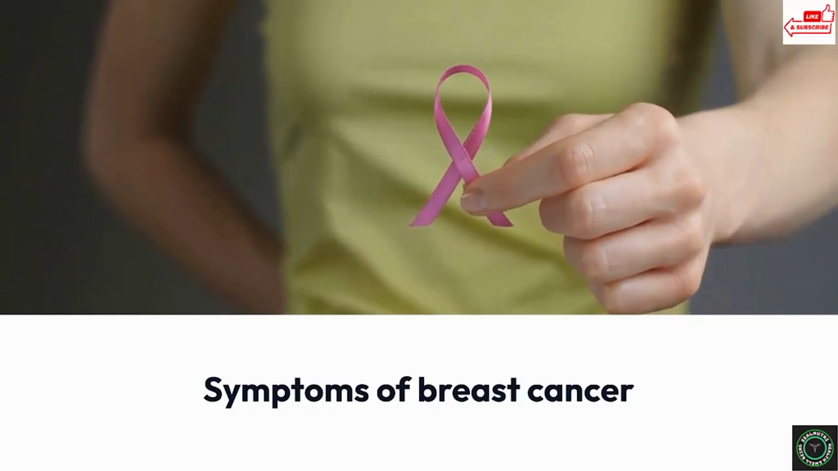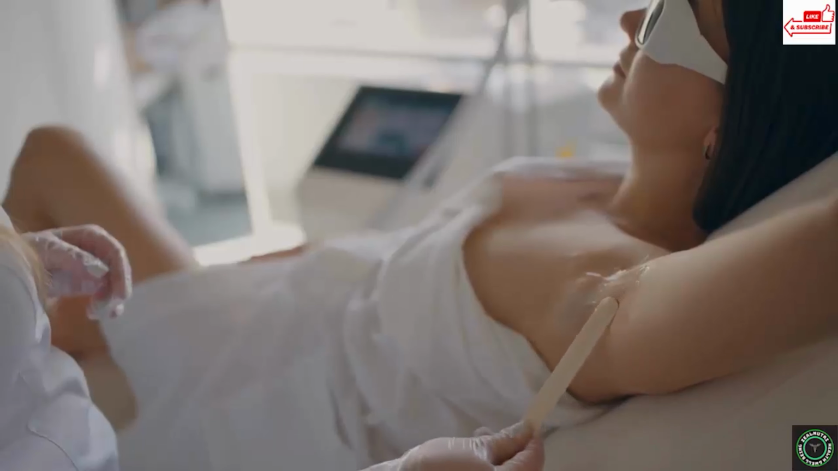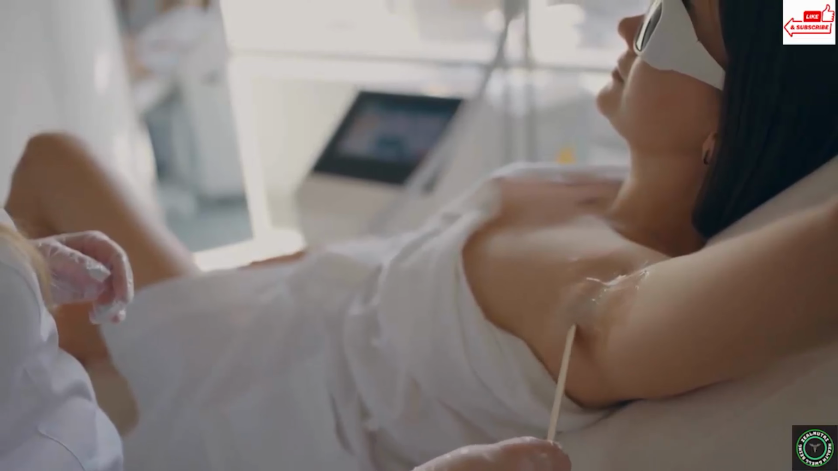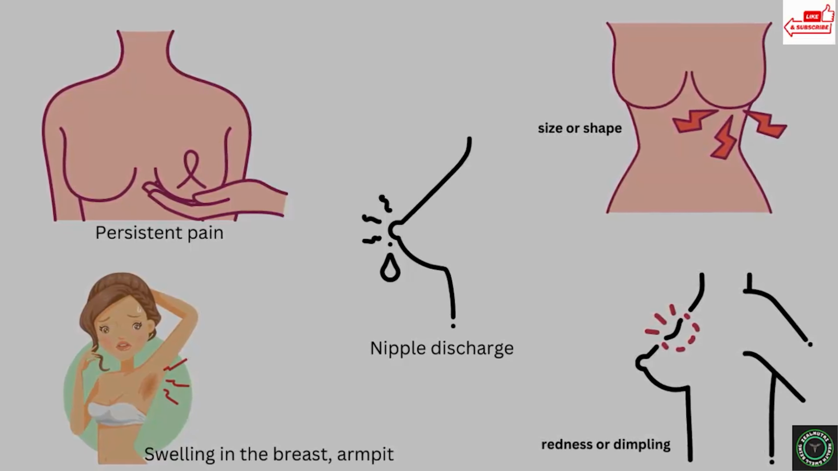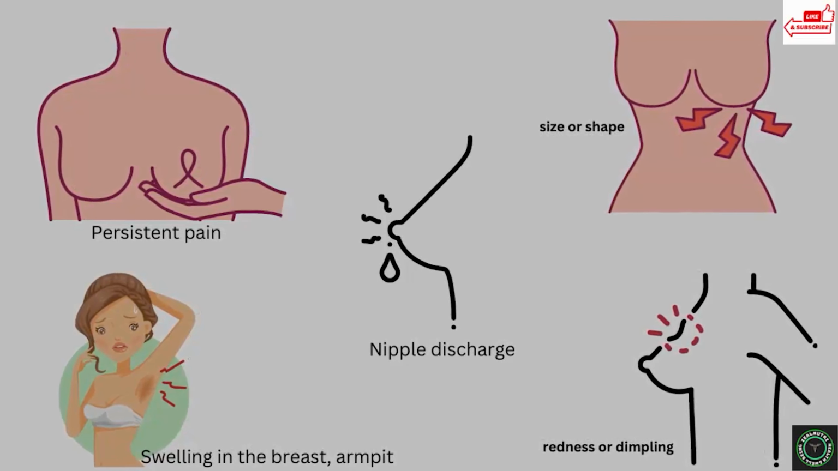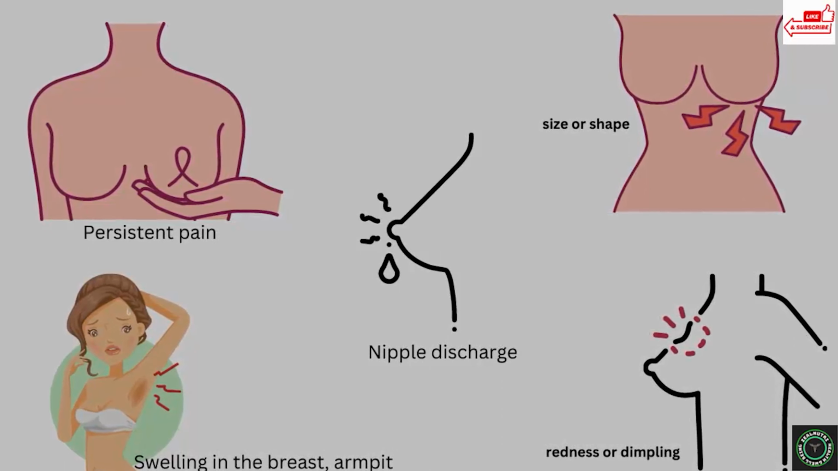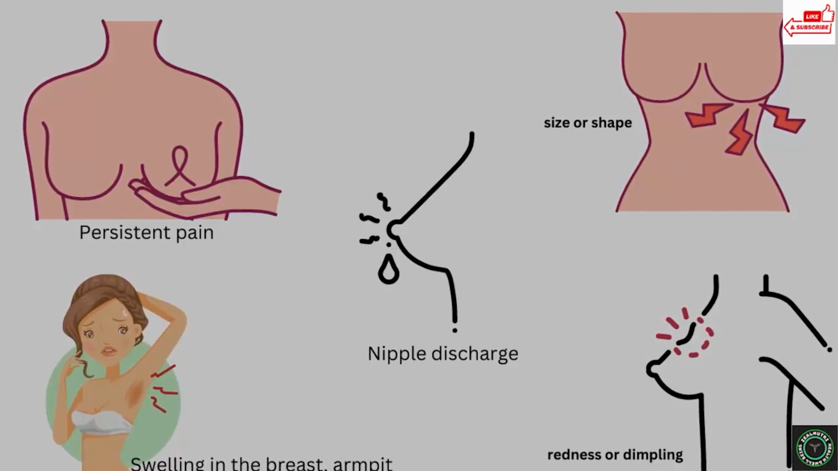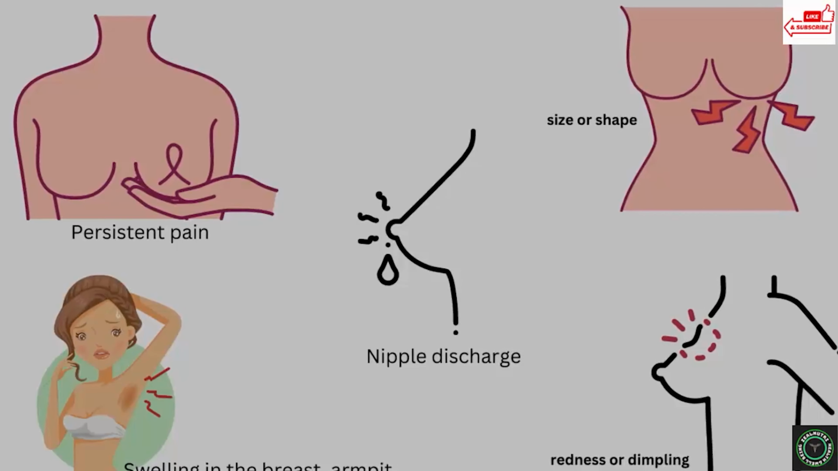Symptoms of breast cancer. The most common symptom of breast cancer is a new lump or mass in the breast or underarm. Other symptoms of breast cancer may include changes in the size or shape of the breast, changes in the skin of the breast, such as redness or dimpling, nipple discharge or turning inward of the nipple, swelling in the breast, armpit, or collarbone area, persistent pain in the breast or armpit.